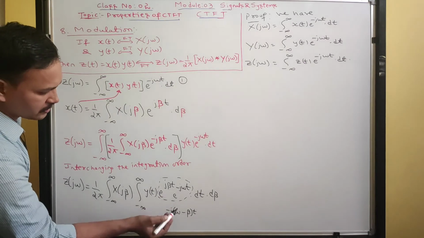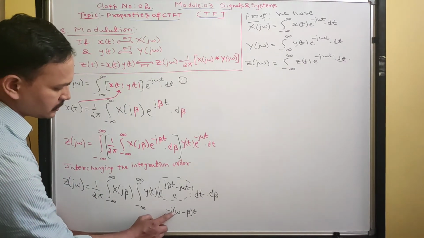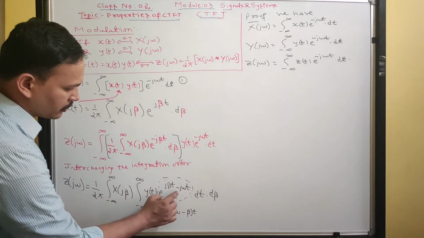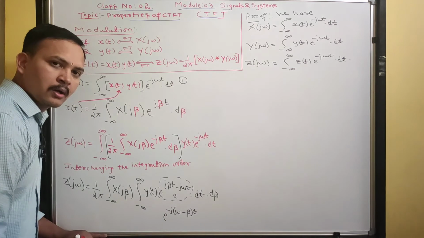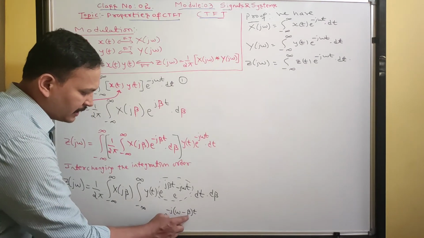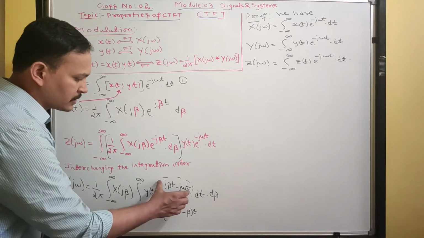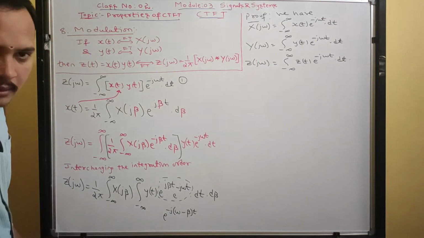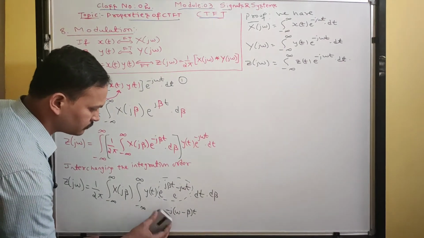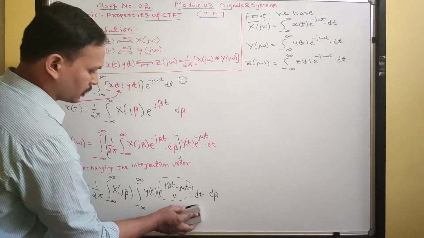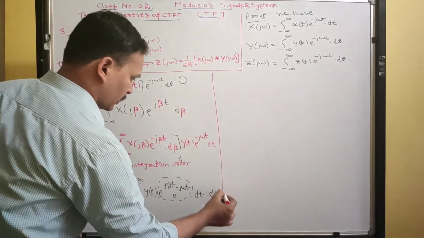This term I can write like this. Again cross check. E power minus j omega t, that term I got. Now minus into minus is what? Plus. E power j beta t, that also I got. I hope so. I am replacing this by this term. Otherwise, need not worry. I will write in the next step.